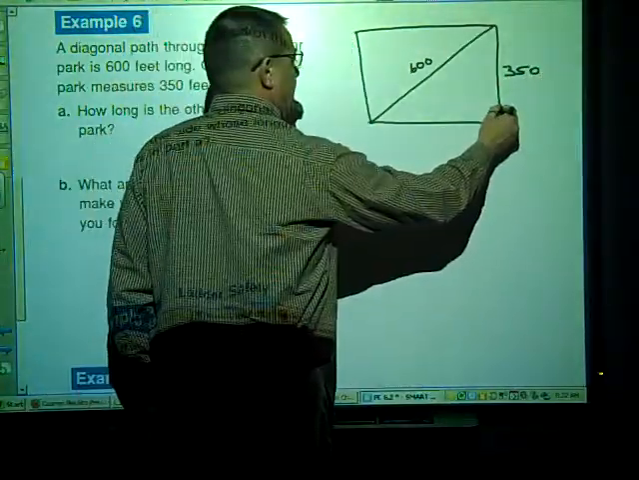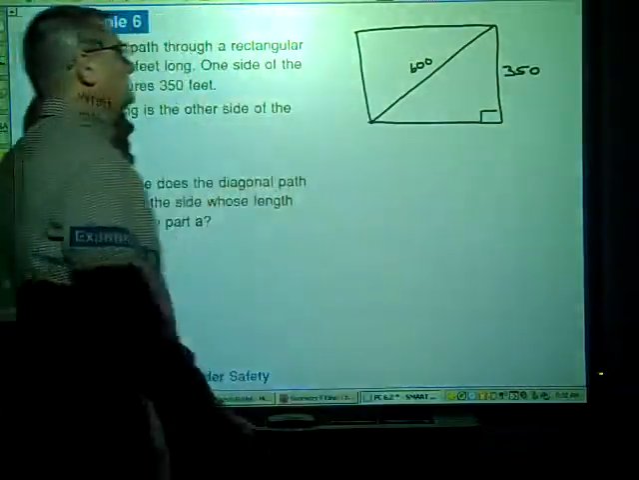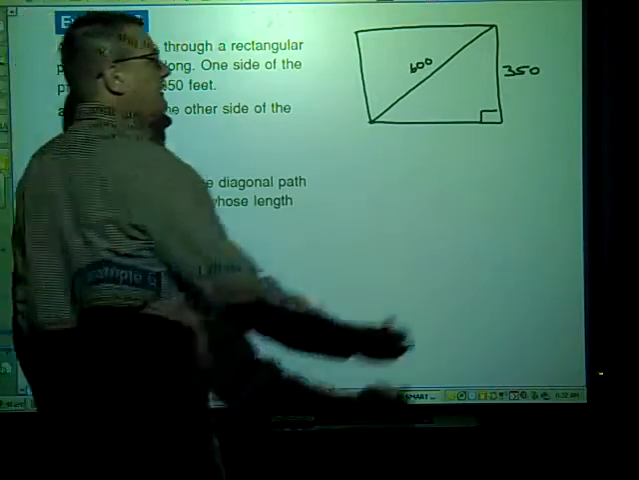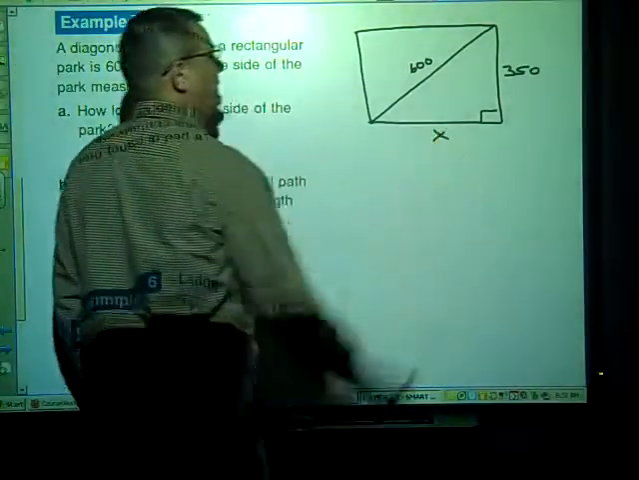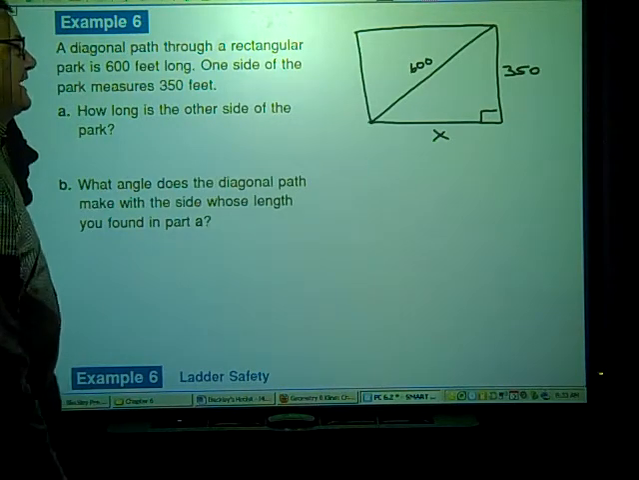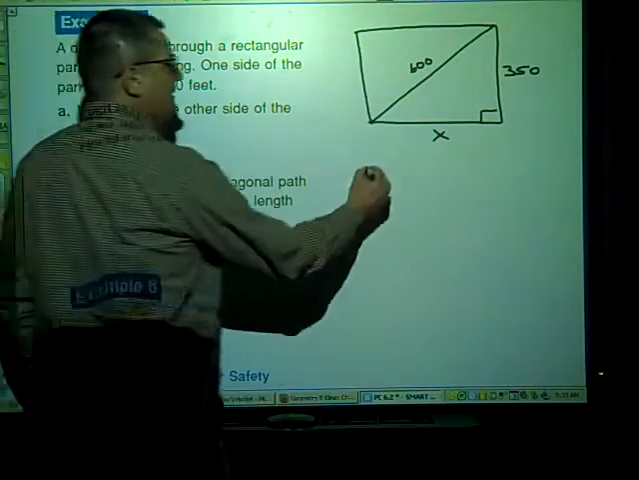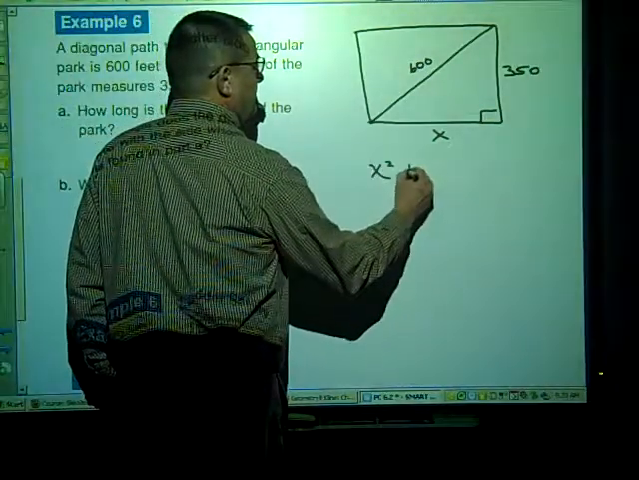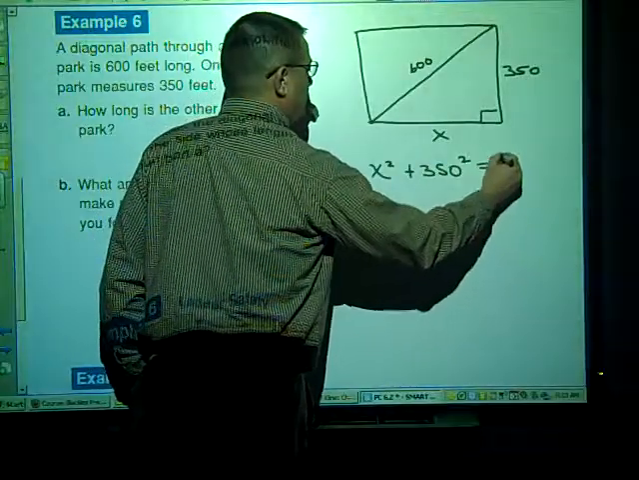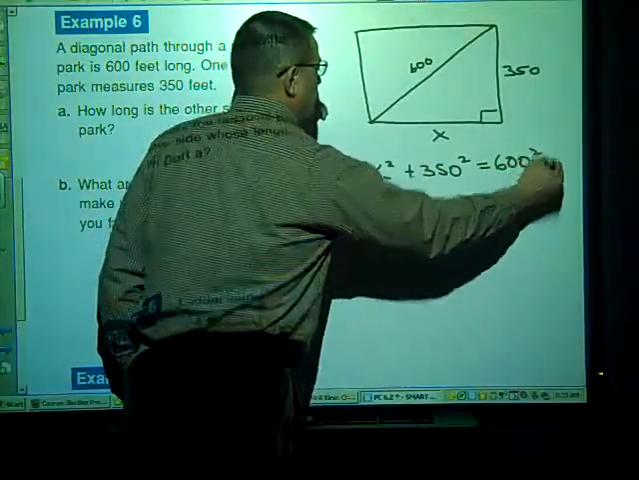Since this is a rectangle, this must be a right angle. And we want to know how long is the other side of the park. So since we know 2 sides of this right triangle and we're trying to find the third side, we're going to use the Pythagorean theorem. So x squared plus 350 squared has to equal 600 squared.